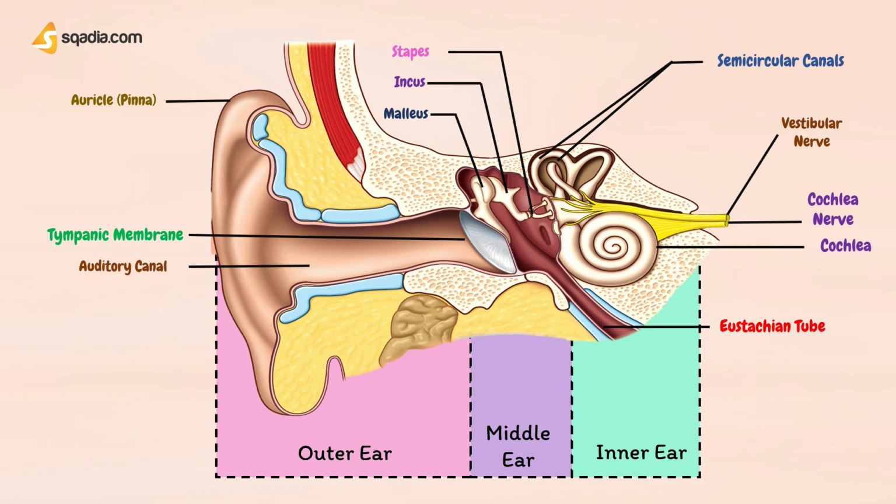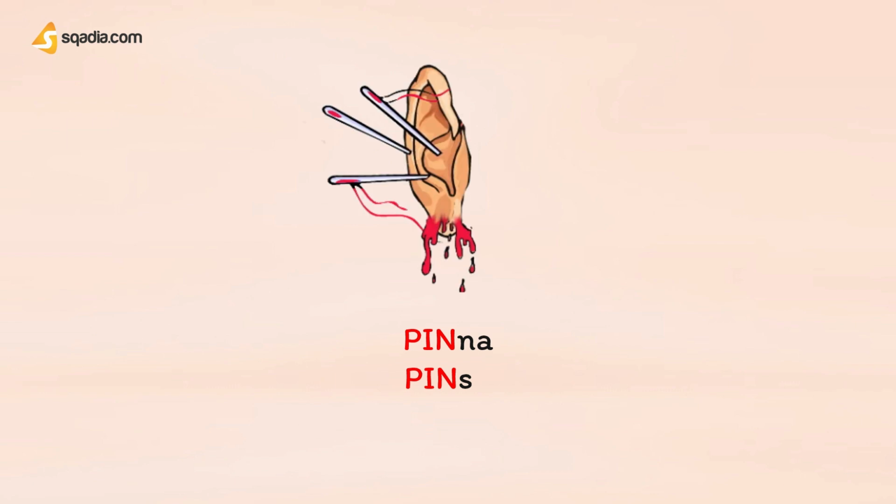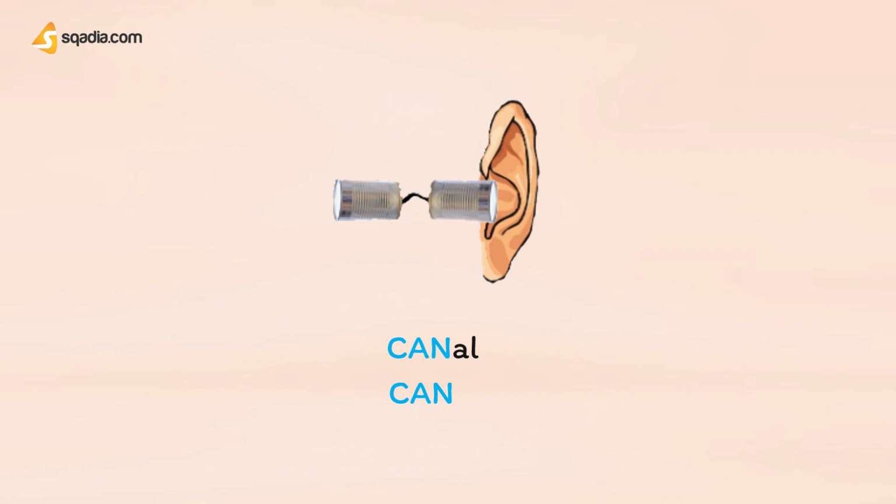Let's have some mnemonics for easy remembrance. The pinna is the part of your ear that everybody can see. Use the pin part of the word as your mnemonic and imagine pins sticking into this part of your ear. A little blood makes the image that much more memorable. Moving to the next mnemonic. Once sound waves enter your ear, they travel down your auditory canal. The image of empty cans connected together should help here.